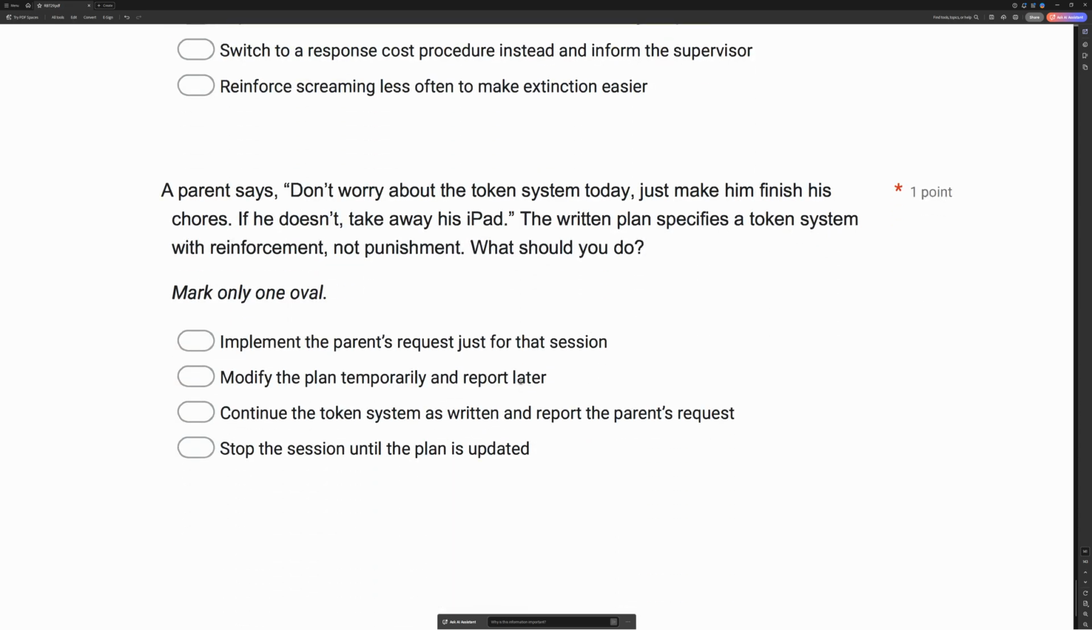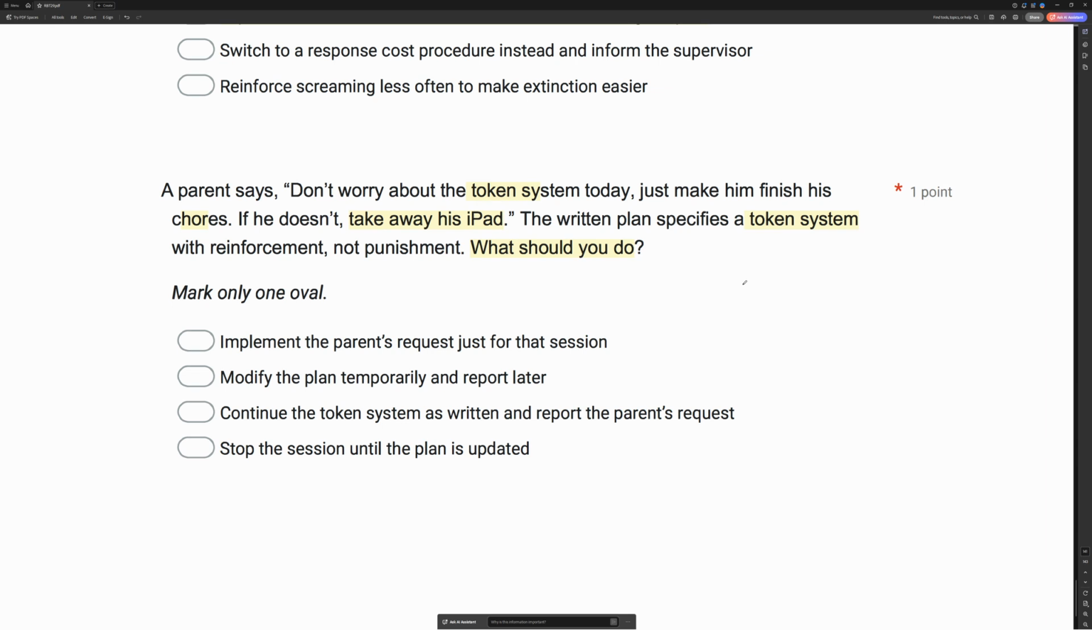A parent says, don't worry about the token system today. Just make him finish his chores. If he doesn't, take away his iPad. The written plan specifies a token system with reinforcement, not punishment. What should you do? Okay, let's think about this. We have a scenario question where a parent says, don't worry about the token system. Make him do the chores. If he doesn't, punish him, basically. Take away his iPad. However, the written plan specifies a token system.